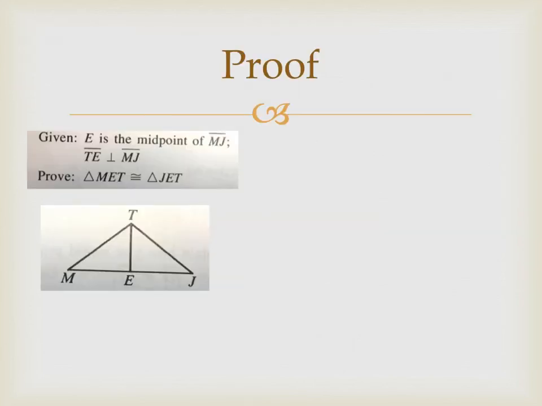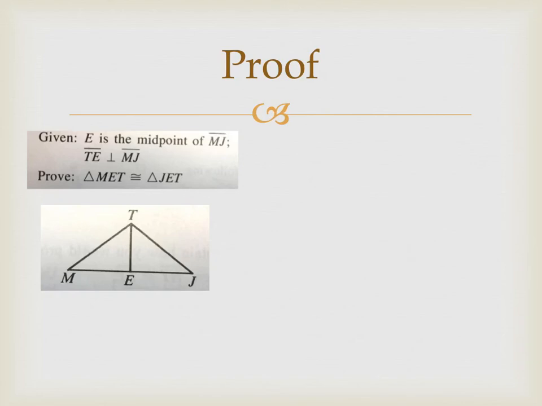All right, last proof. What I want you to do is pause the video and do the whole thing yourself. See how far you can get and if you can do it correctly. Then come back and play the video and see if your answer matches mine. And let's go. So we are given that E is the midpoint of MJ and that segment TE is perpendicular to segment MJ. So let's annotate this.